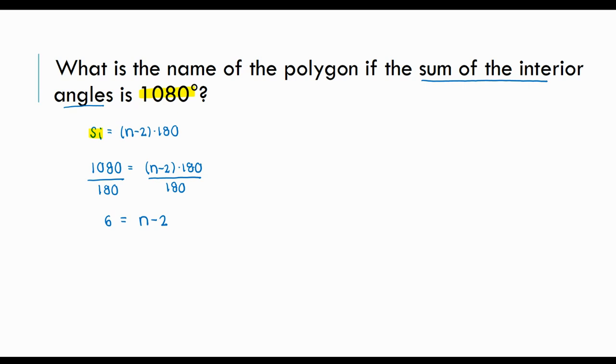So now I have one more step to solve for n. I got to get the 2 to the other side. I do that by adding. So 6 plus 2 is 8. So 8 represents n. So 8 is the number of sides. That's not my final answer because the question says, what is the name of the polygon? So now we have to think about our vocab. What's an 8-sided figure? Well, that would be an octagon. So an octagon would be my final answer.